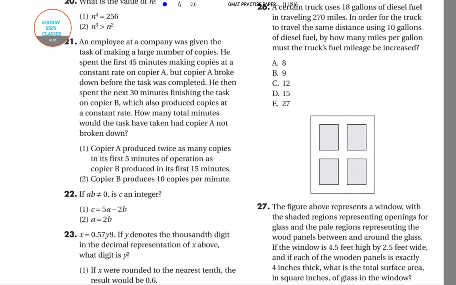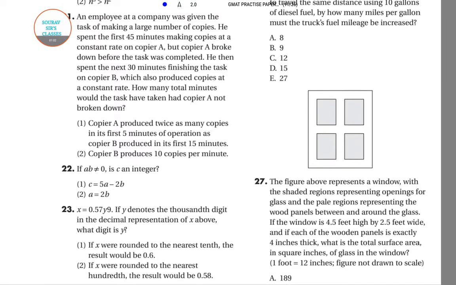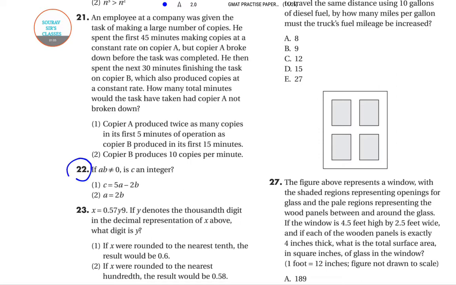Now we are going to start our tutorial with question number 22. The question says A into B is not equal to 0. Is C an integer? So we need to comment on C, and we have been provided with two statements. Let us analyze the two statements one by one. We'll analyze this statement first. Statement 1 alone is actually insufficient.